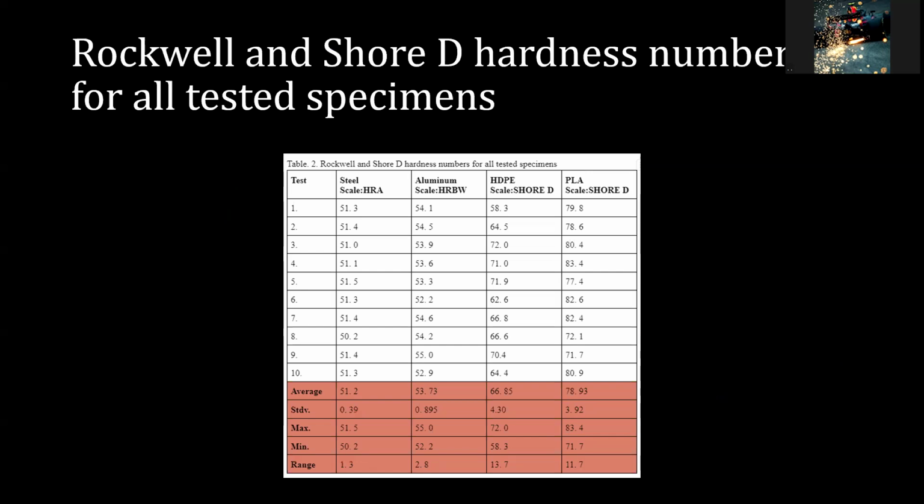It's important to note that the plastic group has higher hardness values compared to the metal group. However, this doesn't mean that plastics are harder than metals. It's simply due to the different hardness scales used, so a direct comparison is not yet possible.